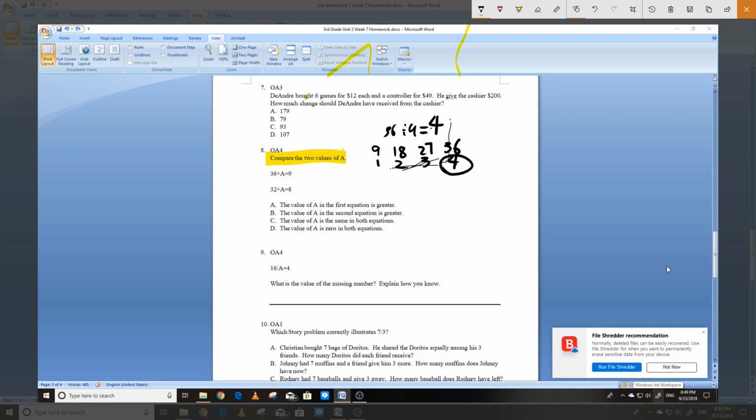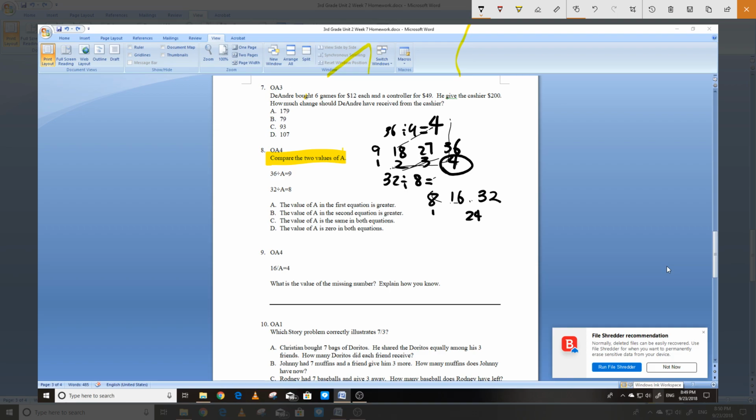Okay, let's look at the second part. It says 32 divided by A equals 8. So to find what A is, we're going to do 32 divided by 8. Let's count by 8. See how many times we're going to do it before we get to 32. We start with 8, 16, 24. Then 32. Ooh, almost made a mistake.